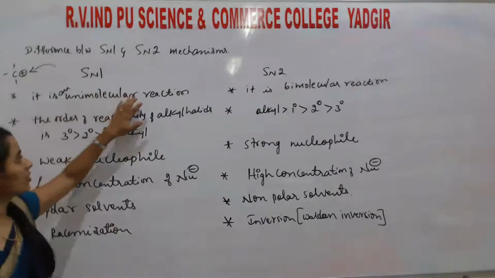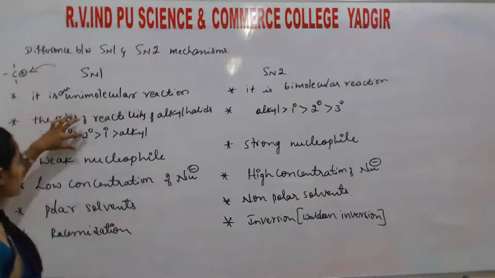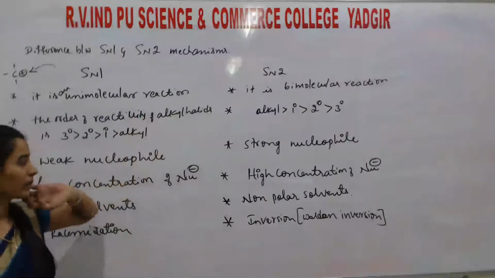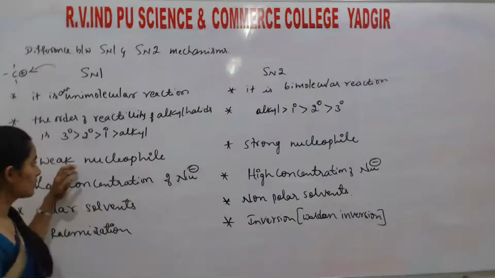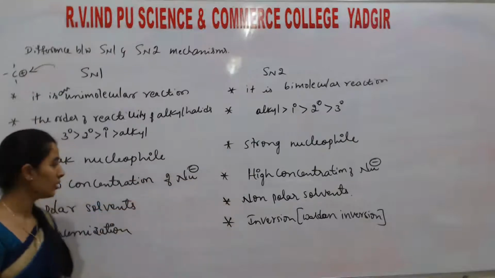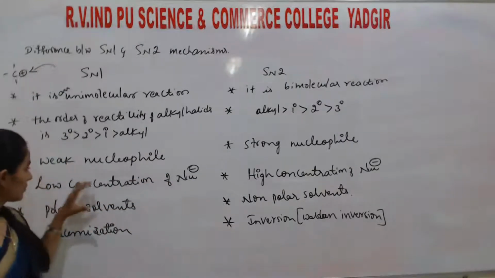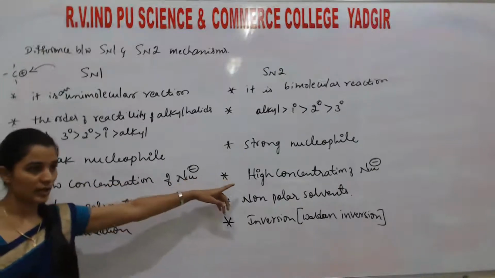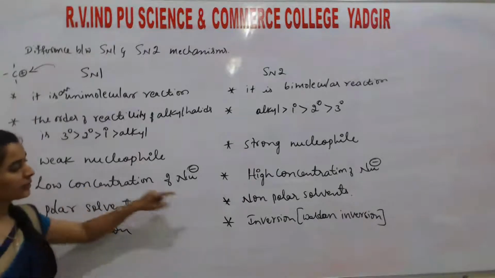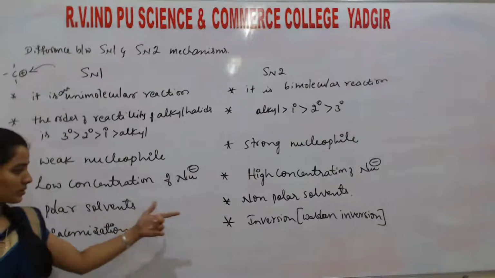It is a unimolecular reaction, it is a bimolecular reaction. First one, the order of reactivity is tertiary greater than secondary, primary. To this, primary greater than secondary, greater than tertiary. Here it takes place in presence of a weak nucleophile, it takes place in presence of a strong nucleophile. Okay. Next, this takes place in presence of a low concentration of the nucleophile. This is high concentration of the nucleophile. Then this takes place in presence of a polar solvent. This takes place in presence of a non-polar solvent. It shows racemization and inversion.